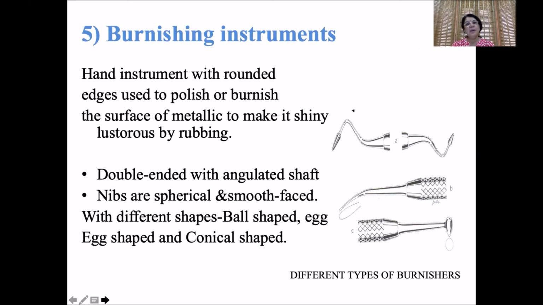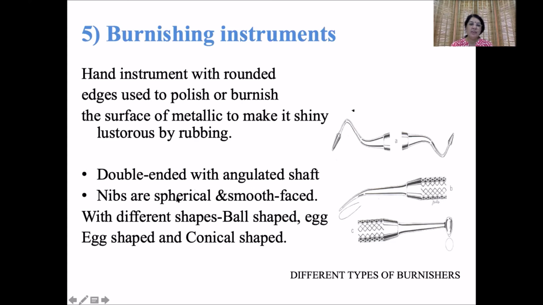The fifth is the burnishing instruments. Hand instruments with a rounded edge used to polish or burnish the surface of metal to make it shiny, lustrous by rubbing. These instruments are called burnishers. So you have to burnish, that is, you have to polish the surface. The other thing which burnishing does is that it adapts the material even better to the sides of the cavity.